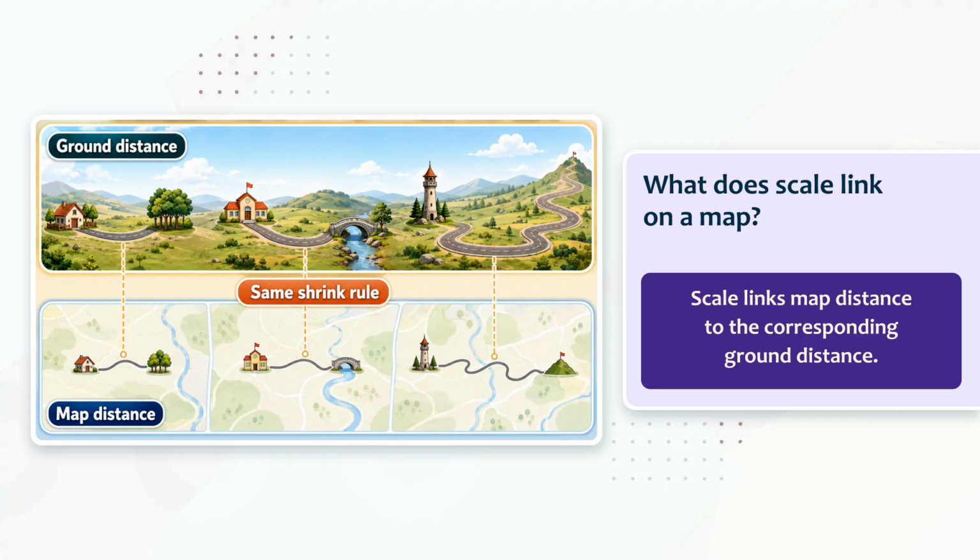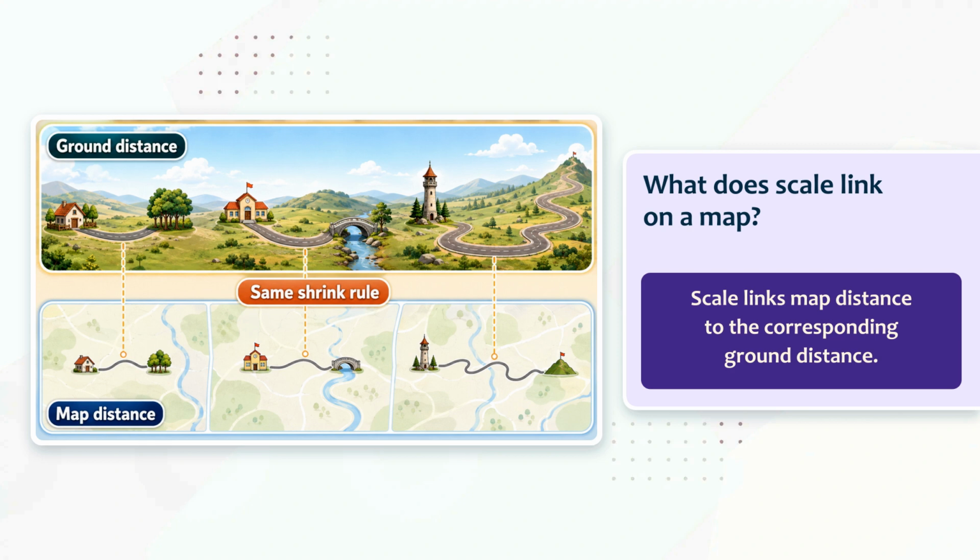Use the two distance layers to recall the connection. What does scale link on a map? The matched routes give us the answer. Scale links map distance to the corresponding ground distance. The upper and lower layers show the two distances connected by one rule.